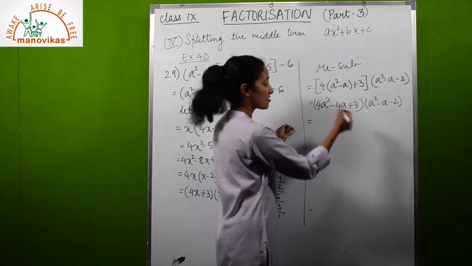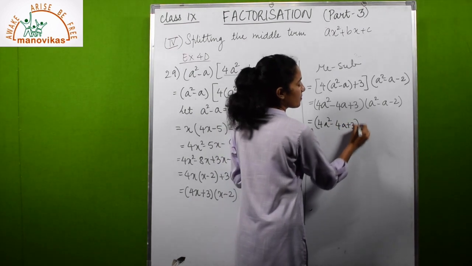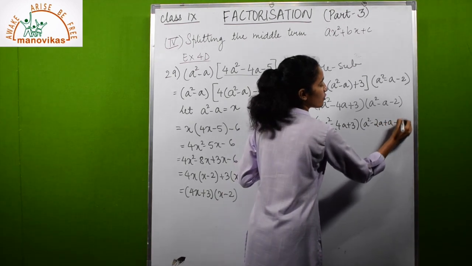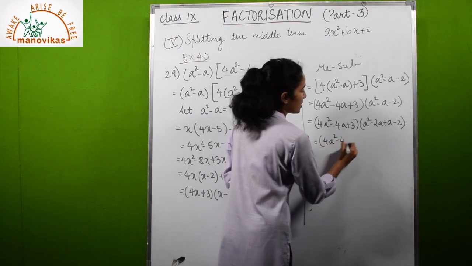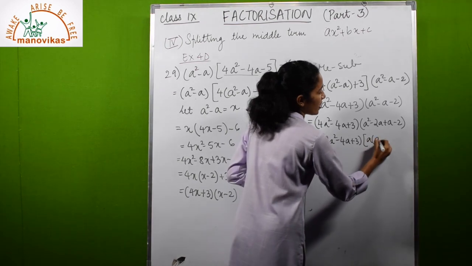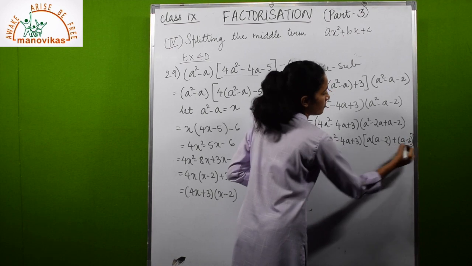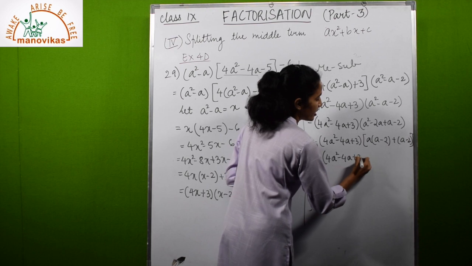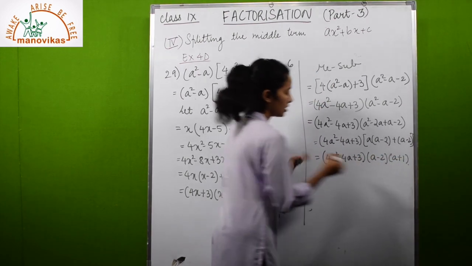So this I will factorize further. So 4a square minus 4a plus 3, and this will be a square minus 2a plus a minus 2. So which will be 4a square minus 4a plus 3, and this will be a common. So I have a minus 2 plus a minus 2. Therefore 4a square minus 4a plus 3, this is a minus 2 and a plus 1.